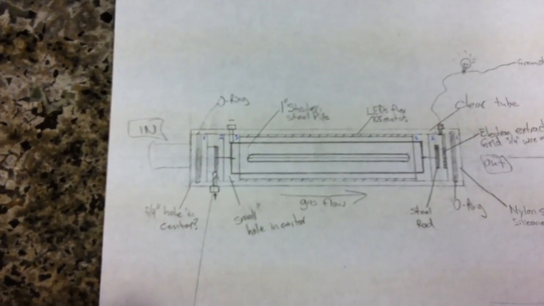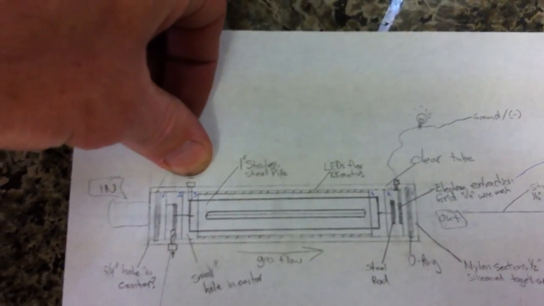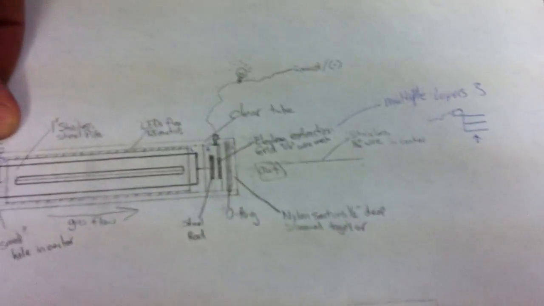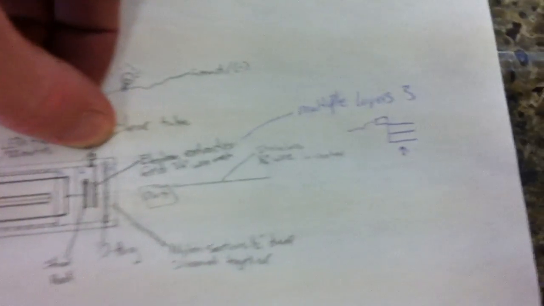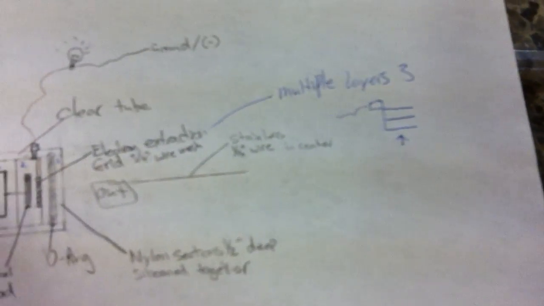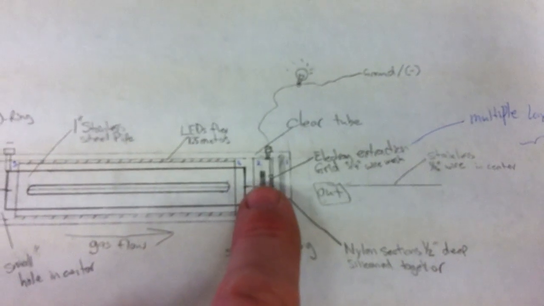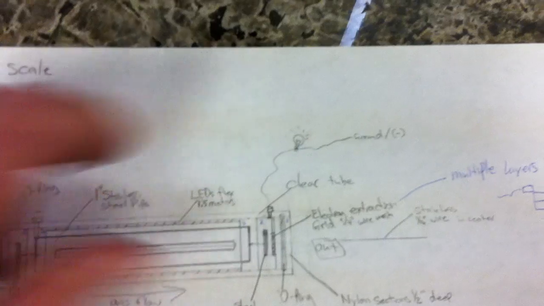the stainless steel bar. And I'm going to have one electrode over here, one electrode on the opposite side to prevent arcing. And then the electron extraction grid is going to be on the opposite side. And I'm going to do something like this with the three different layers. So it'll pass through three different electron extraction grids and leave to the light.